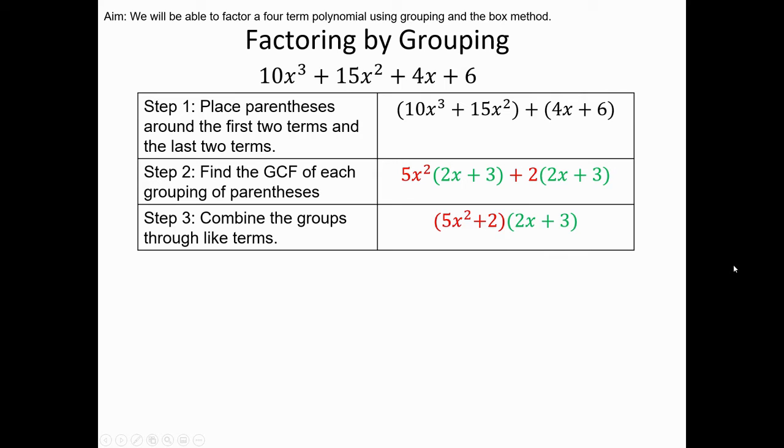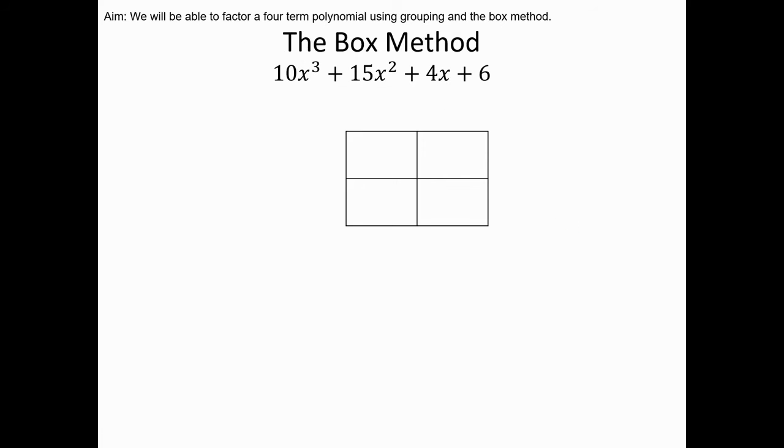Now, I know some people don't like factoring by grouping, so I'm going to show you guys another method, which is the box method. Do you guys remember we used the box method for multiplying? What we're going to do now is the opposite, where I'm going to take all these 4 terms, and then I'm just going to put them into the box one at a time. 10x to the 3, 15x squared, 4x, and 6. 4 terms, 4 boxes.